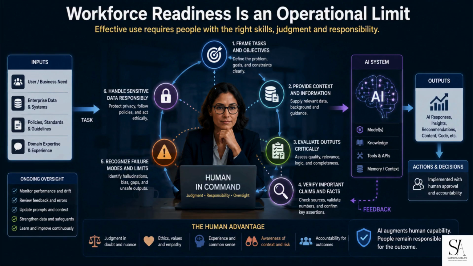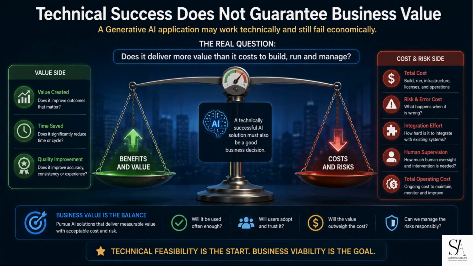This is why human oversight should not be viewed only as a temporary measure required until models improve. In many professional workflows, human context, domain knowledge, verification, judgment, and accountability are part of the intended operating design. The human role may change, but it does not simply disappear.